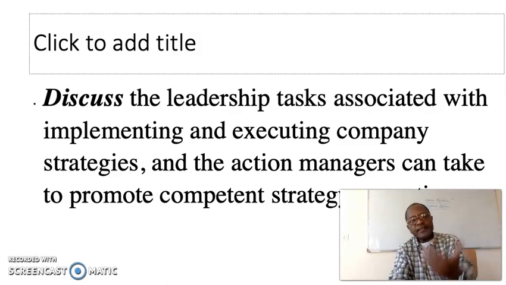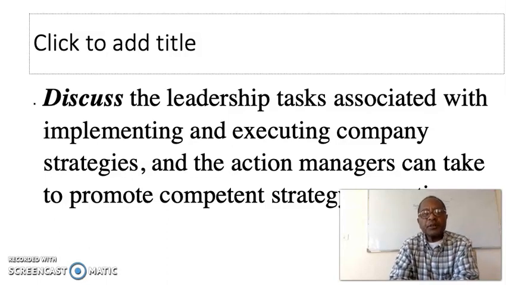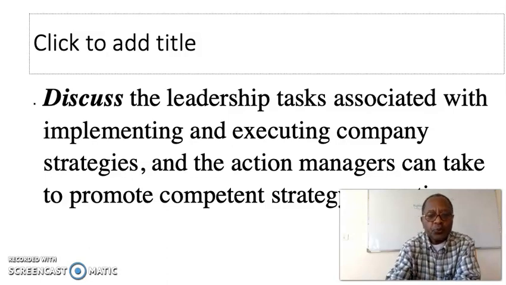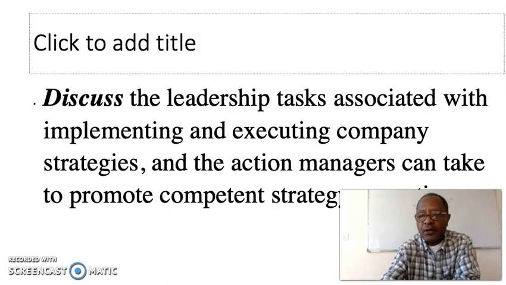So not only that, discuss the leadership tasks associated with implementing and executing company strategies. It's not enough that leaders could formulate strategies and so forth, but they need to implement them. Discuss the leadership tasks associated with implementing and executing company strategies, and that is also one of the issues we'll be dealing with here in this course.